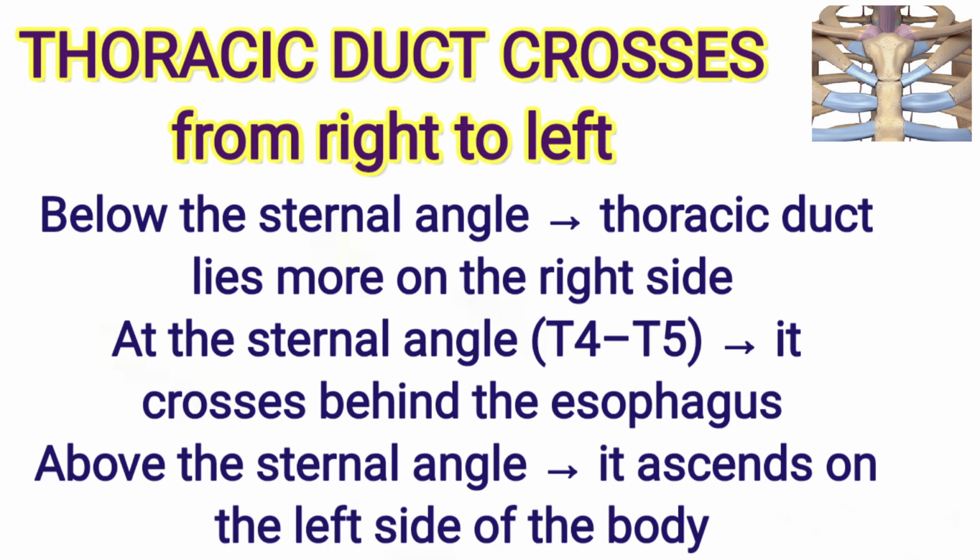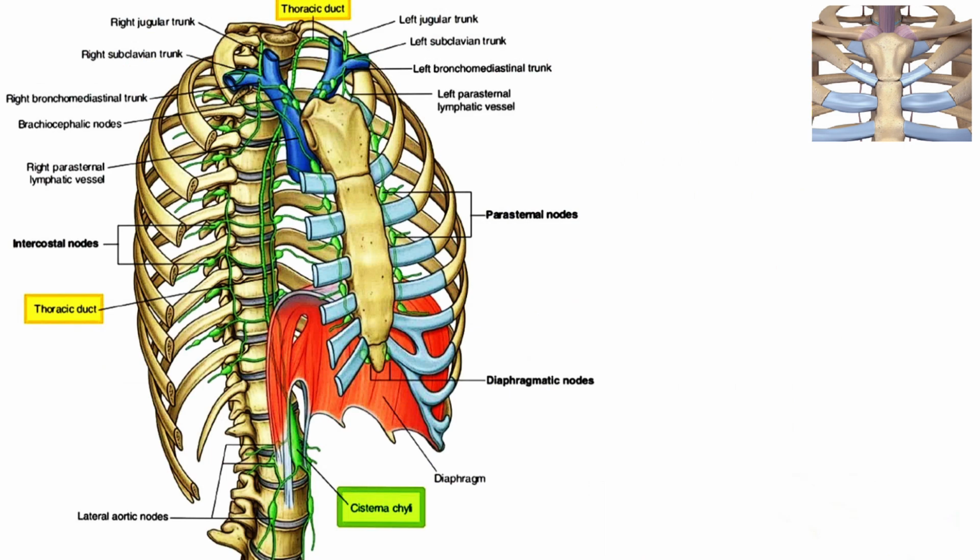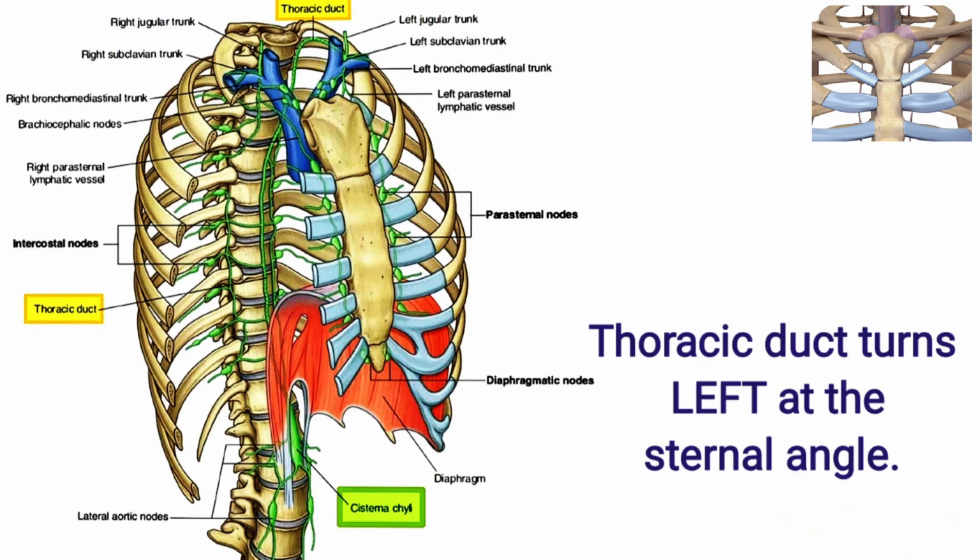Now the thoracic duct crosses from right to left. Thoracic duct is the main lymph drainage tube of the body. Okay, it carries lymph fluid. At the sternal angle level, it moves from right side to left side, like crossing a road. So we have included this point that thoracic duct crosses from right to left.